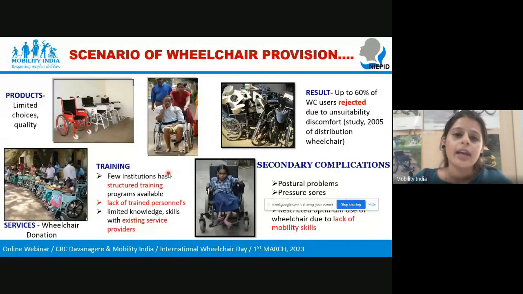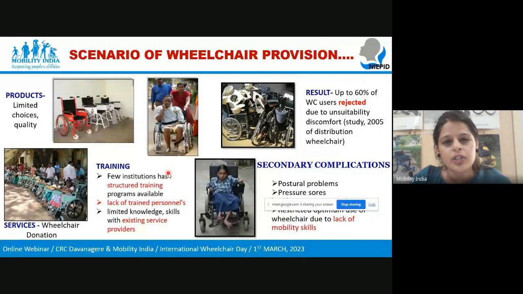Talking about the scenario of wheelchair provision, actually 60 percent of wheelchair users have rejected using wheelchairs due to discomfort and unsuitability. The reason could also be that currently in India, the wheelchairs being used are more often donated, which could also be already used wheelchairs. So definitely the quality of the product could be poor, and the available wheelchairs are provided with limited choices.